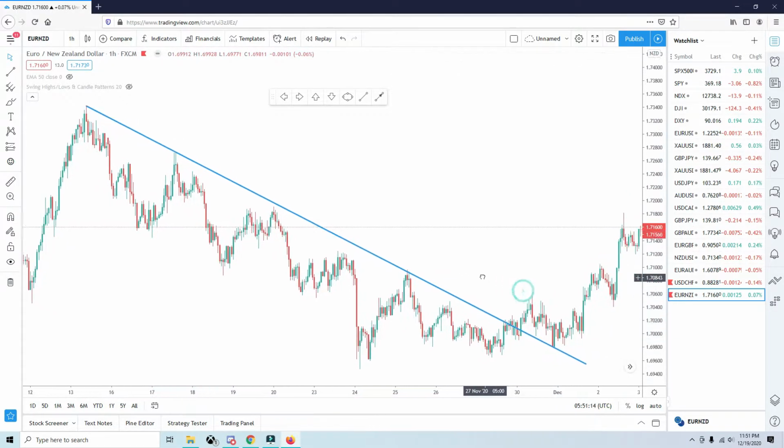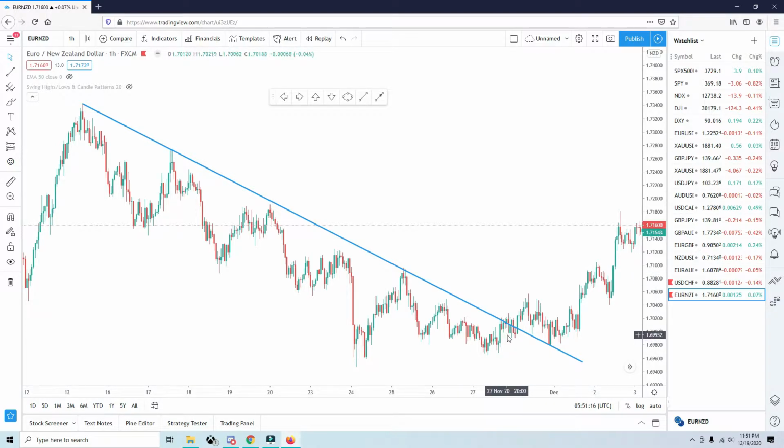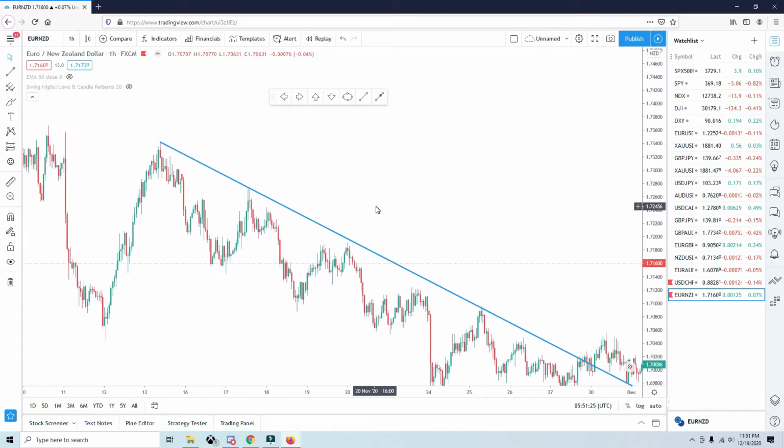Just like I said in the last video, my rule about getting out is that I don't get out until it breaks this trend line. I really don't care what it does down here. I don't get out until it breaks this trend line. But now, higher highs and higher lows.